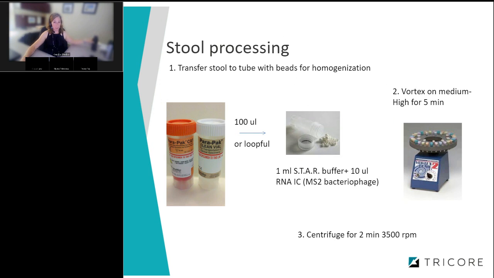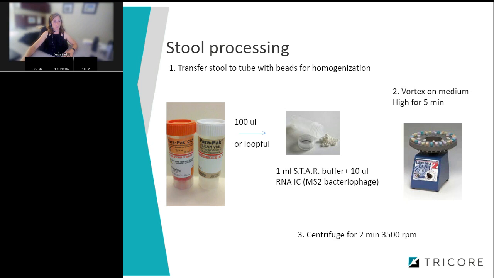Prior to loading your extraction platform, you actually have to process the stool. As I said before, this pathogen panel can be tested on both stool in Cary-Blair or unpreserved stool. Essentially, you transfer an aliquot of the stool into a homogenizing tube that has a number of different sized beads. That tube includes a mL of STAR buffer, so stool transport and recovery buffer, and 10 microliters of the RNA internal control used by this platform, which is MS2 bacteriophage.